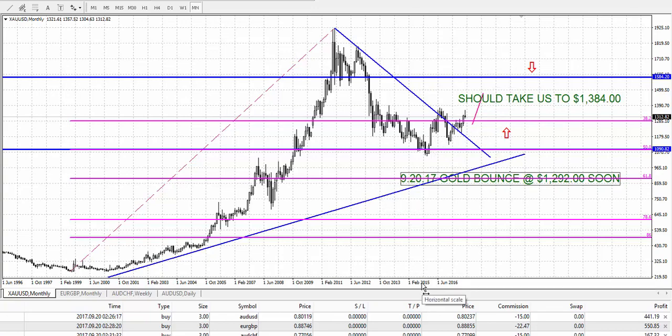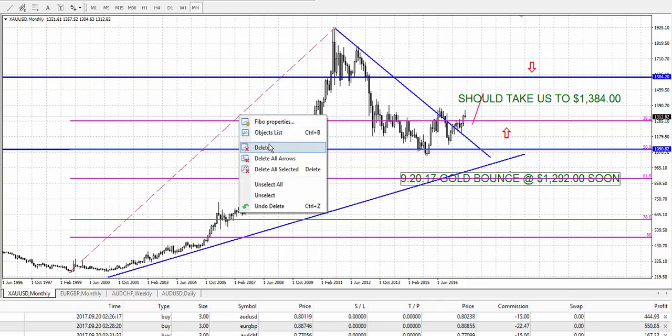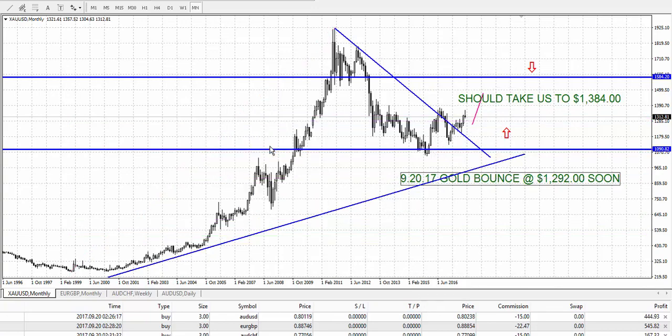It's that simple. I'm adding no moving averages, no stochastics, no MACD, no RSIs. You're literally just looking at candlesticks and a couple of lines across them. And that is how powerful this is if you know how to draw them.